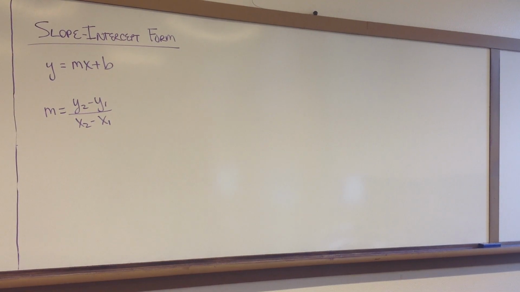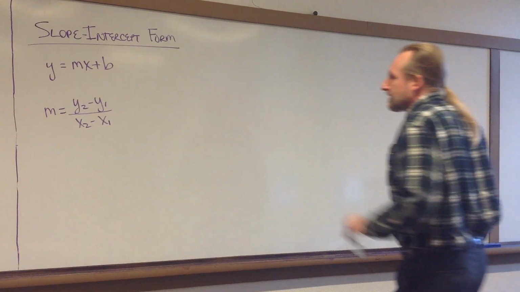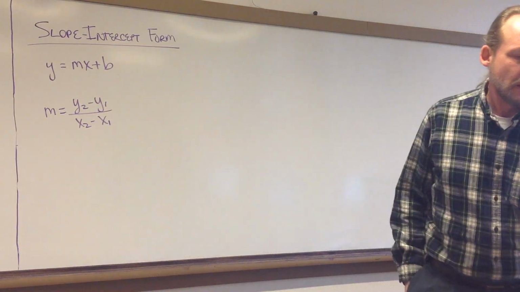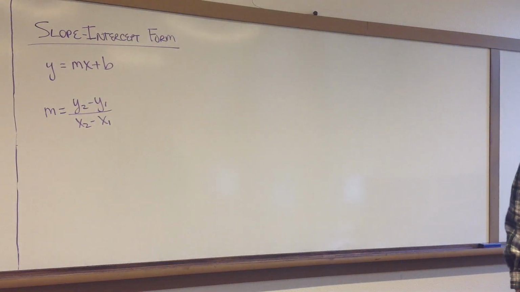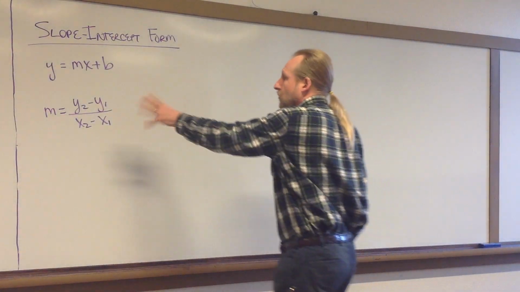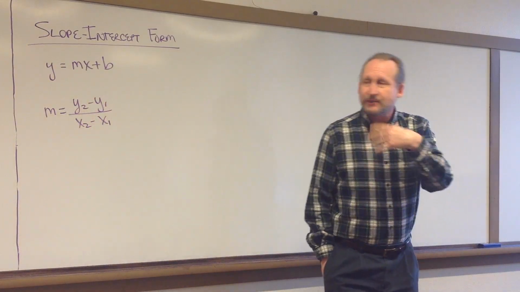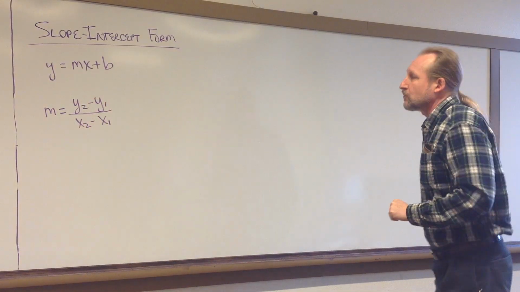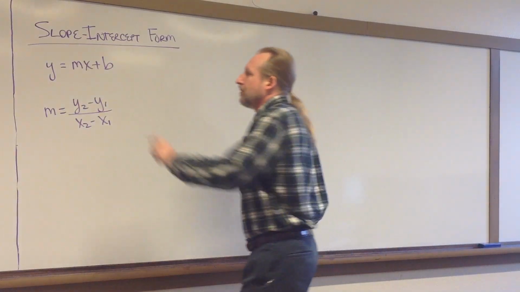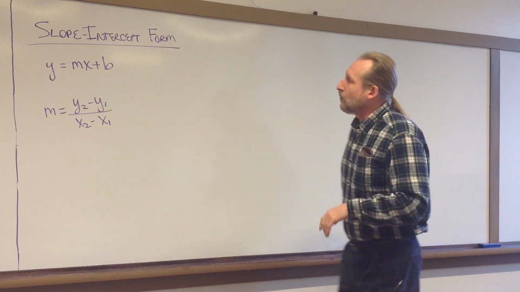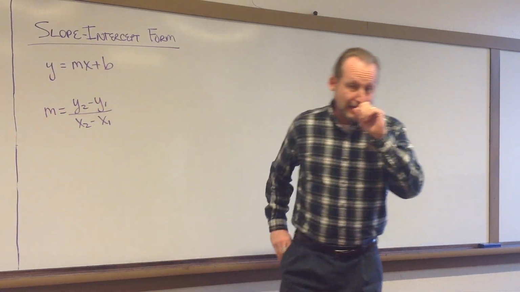This video is for Math 70, and this is about the slope-intercept form of the equation for a line. So we talked about the slope and how to find it using this equation, change in y's over change in x's, or y2 minus y1 over x2 minus x1. And then that slope appears here in the slope-intercept form of the equation, and the y-intercept appears here.